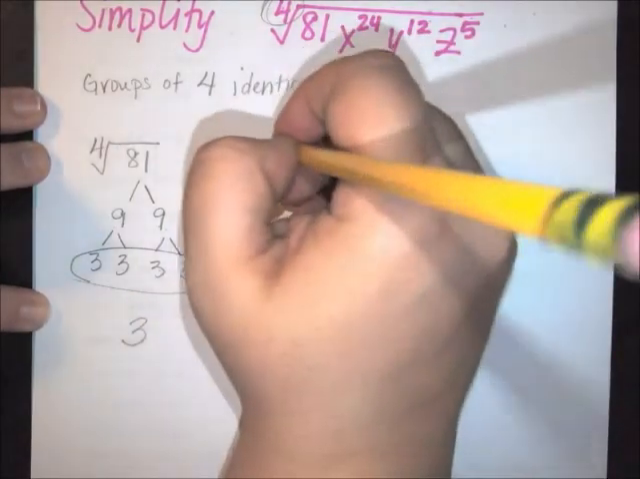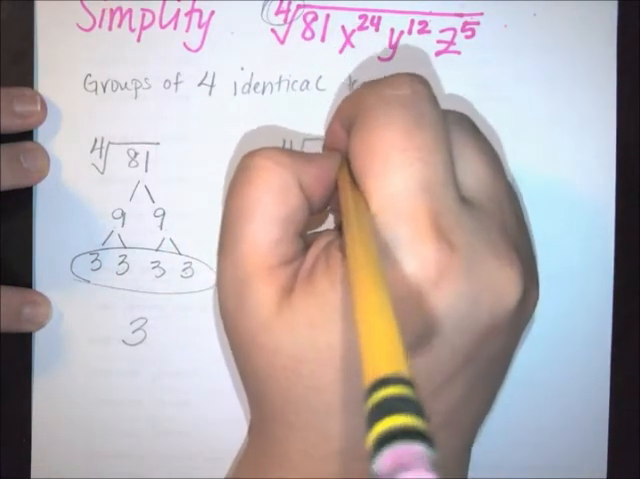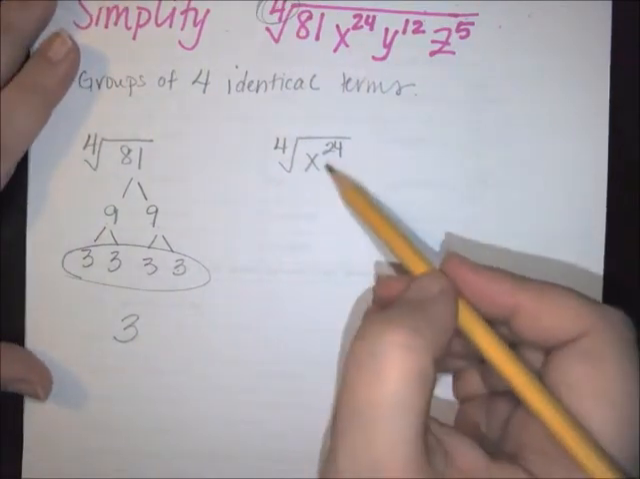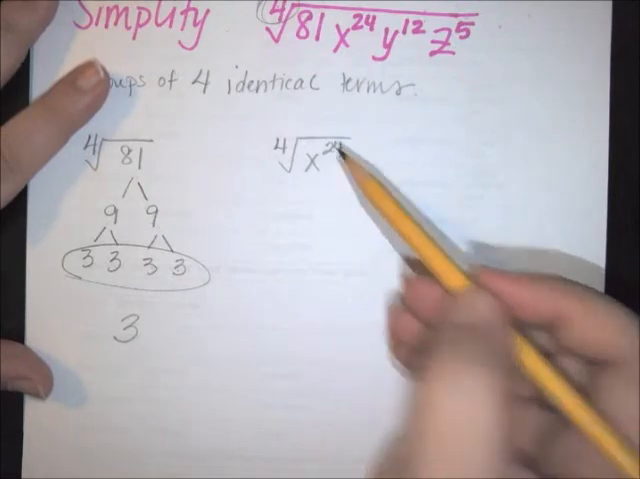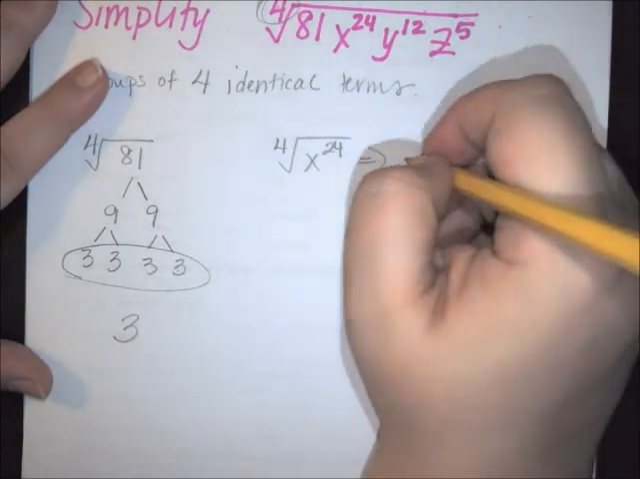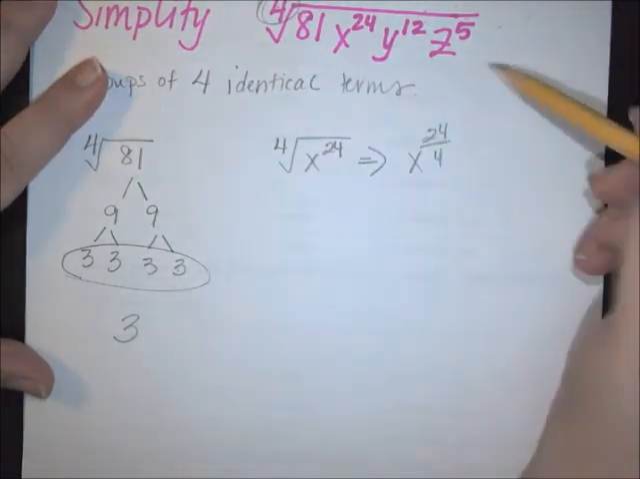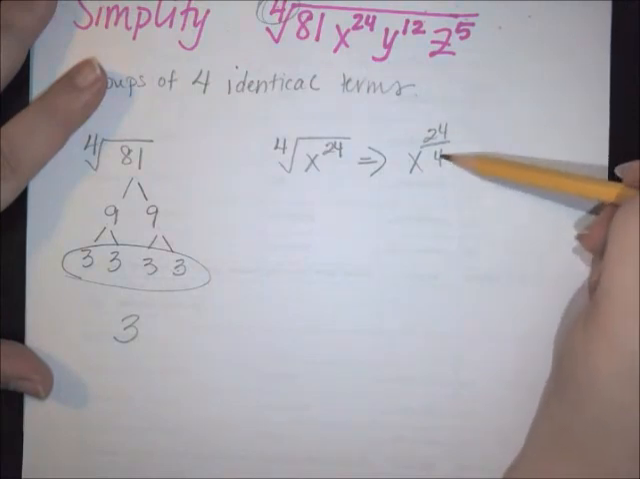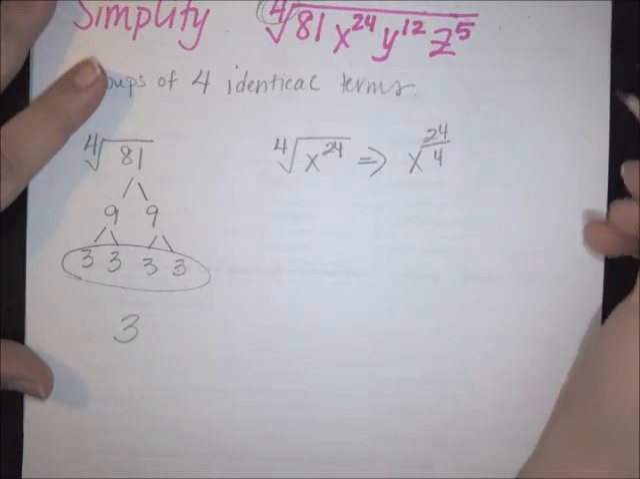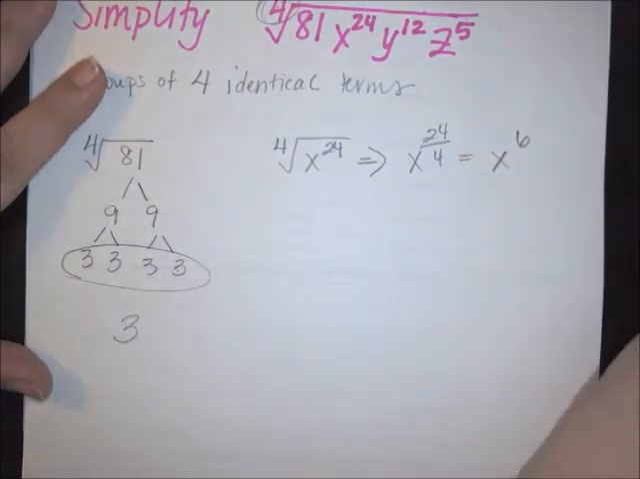I then have the 4th root of x to the 24th. So the way that you're going to do your powers is you are going to look at them in terms of a fraction. So here what we're looking at is x to the 24 over 4. So what you want to ask yourself is, does this fraction reduce down? And the answer is yes, it does. 4 can go into 24 6 times, which means that this really becomes x to the 6th.